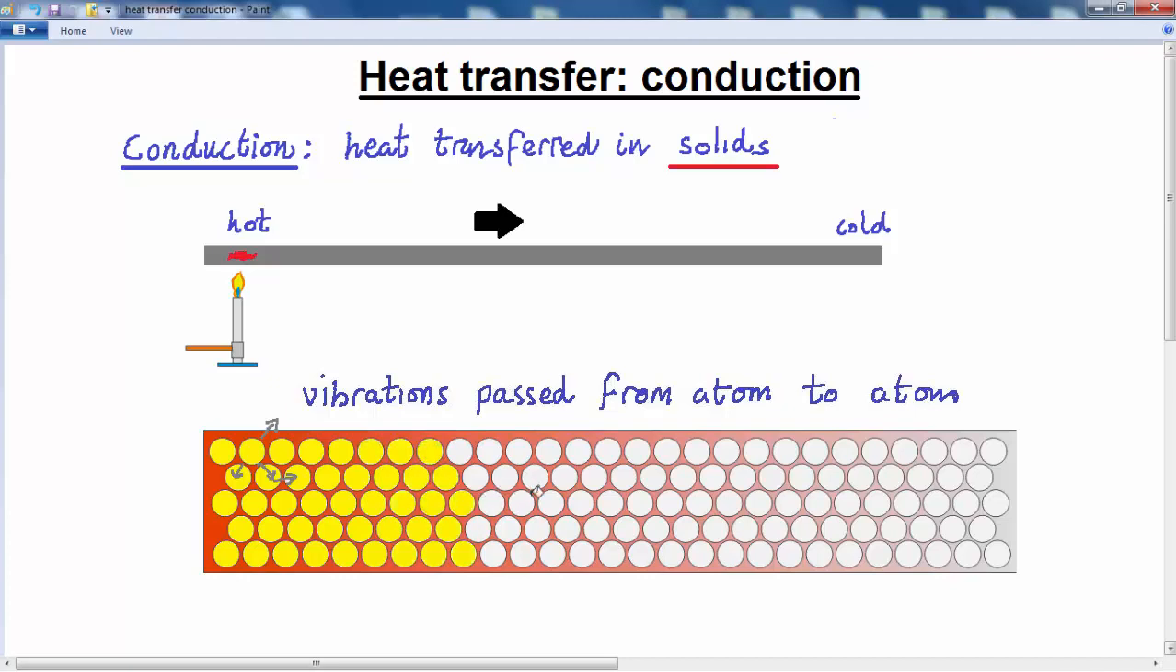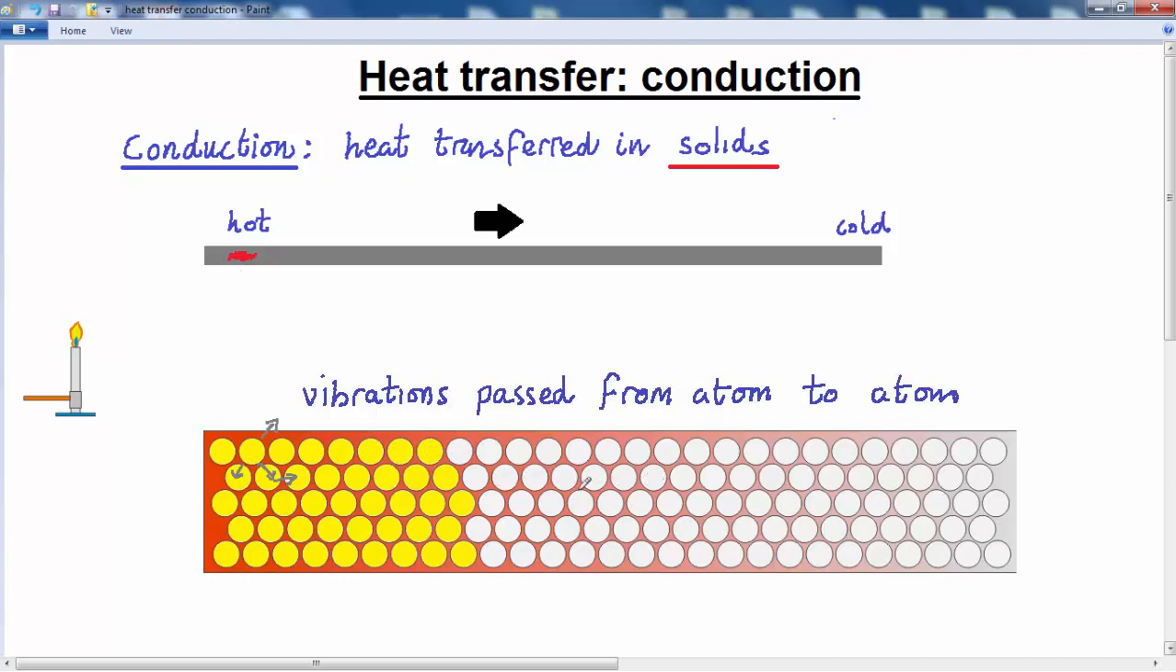Okay, so this will carry on, and once I remove the heat source, these vibrations will gradually continue to move from the hot region to the cold region until they're all basically moving with the same average kinetic energy. That's to say the bar is in thermal equilibrium, or the temperature in the bar is the same right the way along its length. So heat is transferred in a metal conductor as the vibrating atoms collide with each other and transfer those vibrations throughout its structure.